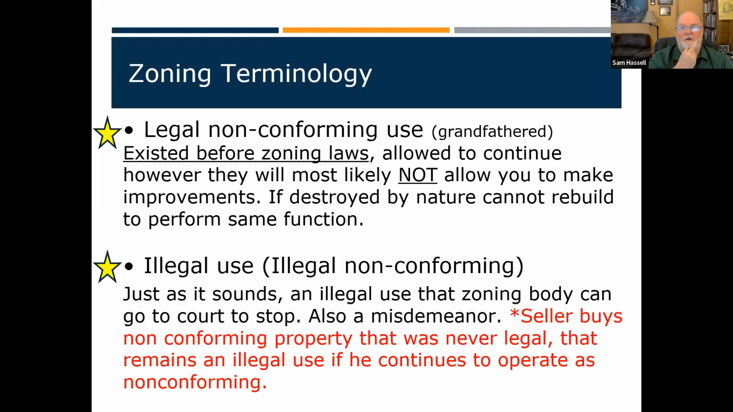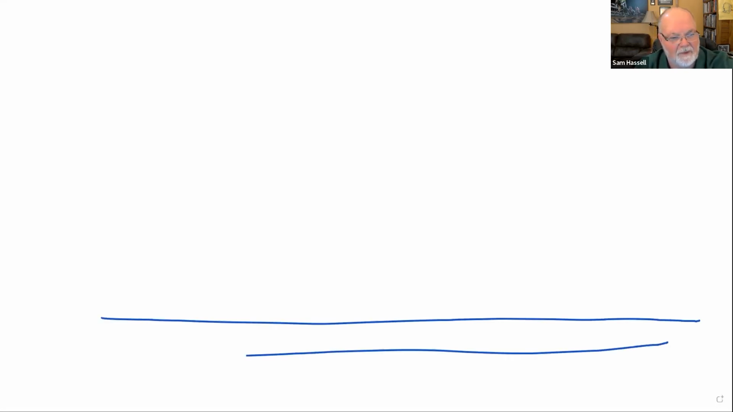Let's talk about some terminology here. The first thing we're going to talk about is a legal non-conforming use. And this usually is grandfathered in. So let me show you what I mean by that. Let's say this is Highway 17, going up the coast.